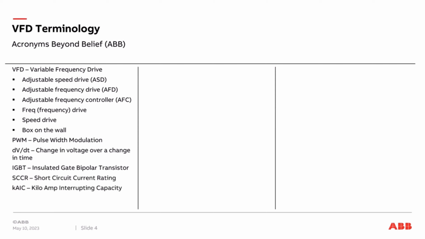SCCR is the common short circuit current rating. KAIC is the interrupting capacity of an individual device. Nowadays we use SCCR. Full load amps is FLA. ABB is formerly known as Asea Brown Boveri. K is 1000. FBA is a field bus adapter.